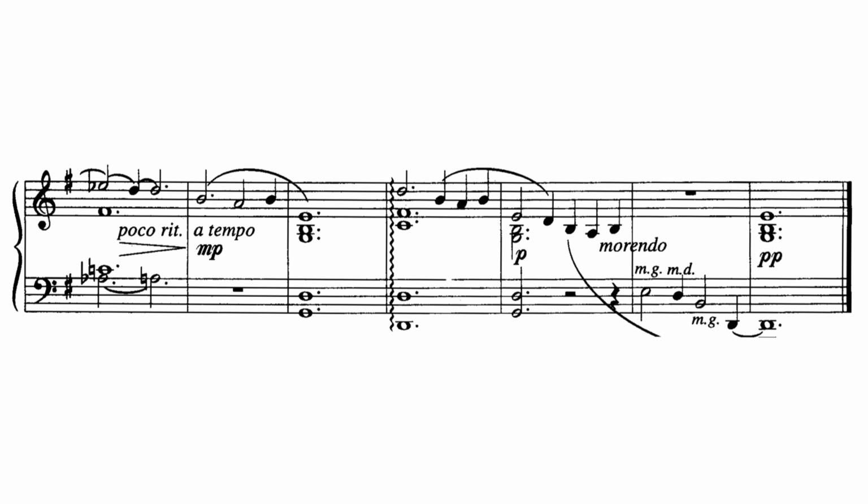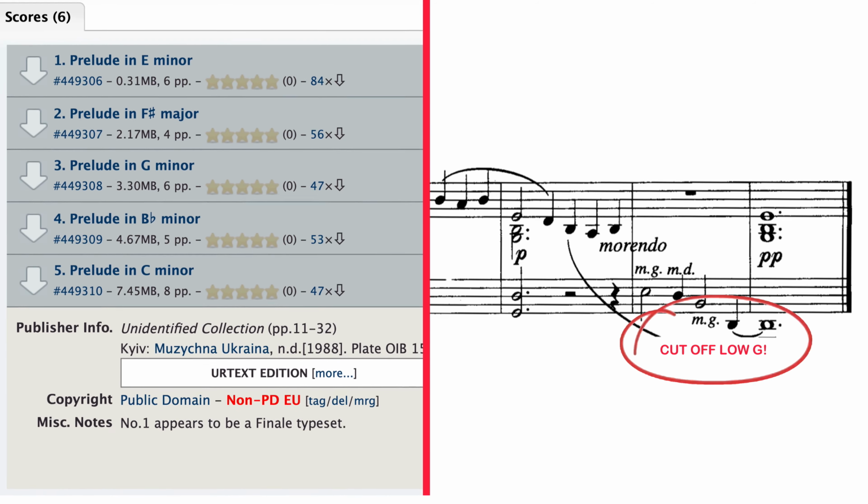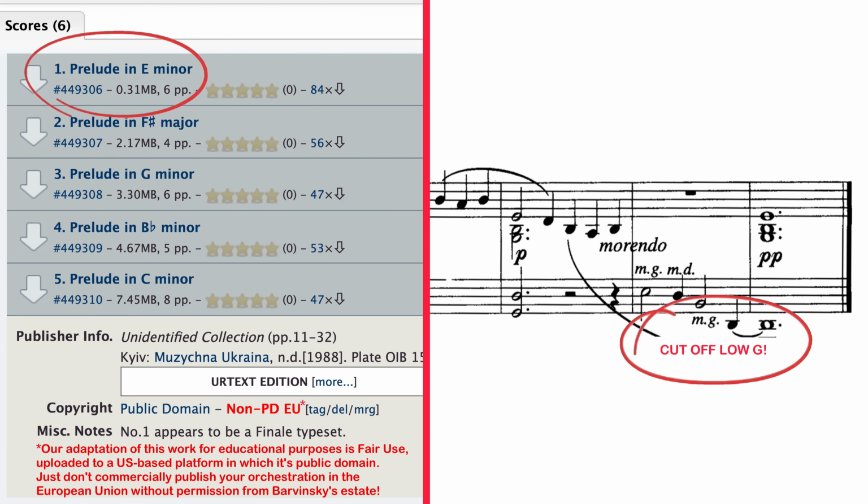The first and most obvious problem with the Barvinsky Prelude is that both versions uploaded to IMSLP cut off some bass notes when they were scanned, and the original edition has a few errors here and there. To make matters worse, IMSLP currently calls this movement Prelude in E minor, which may leave you wondering what happened to the actual Prelude in G. Well, that is the Prelude in G major.